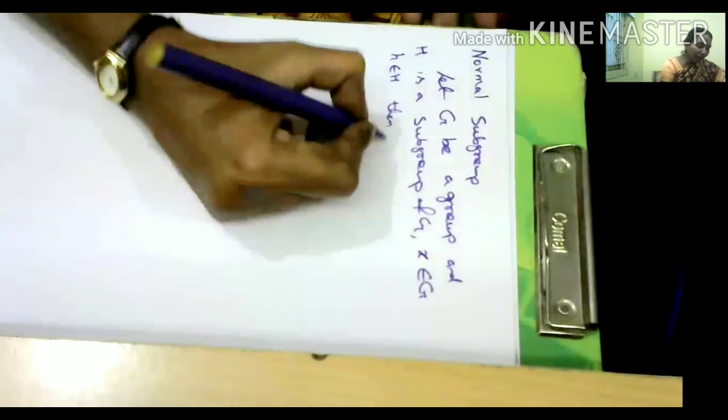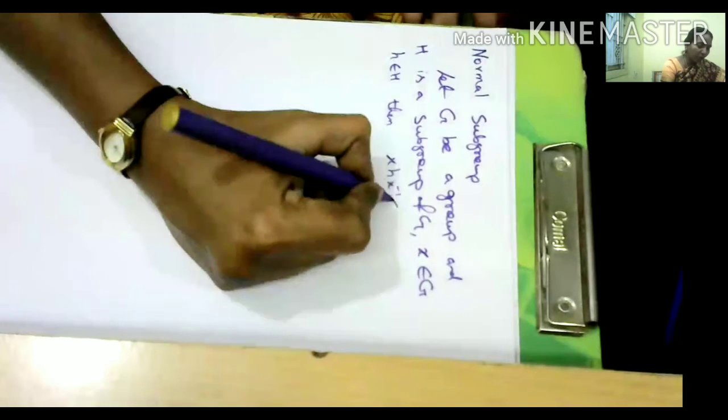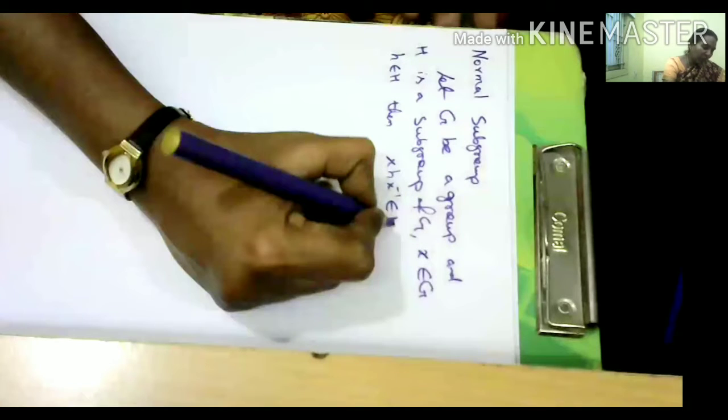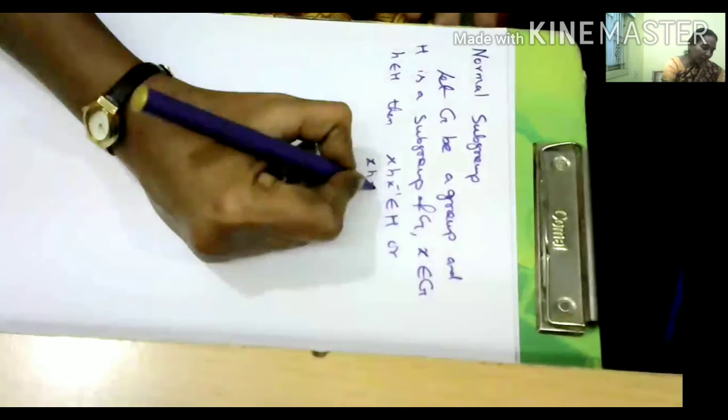Then x h x inverse belongs to capital H, or x H x inverse is contained in H. So this is the definition of normal subgroup. See here, for defining normal subgroup, we need a group capital G and a subgroup capital H. Take one element from capital G, then take one element from capital H, and then find the element x h x inverse. If this element belongs to capital H, we can say that capital H is a normal subgroup.